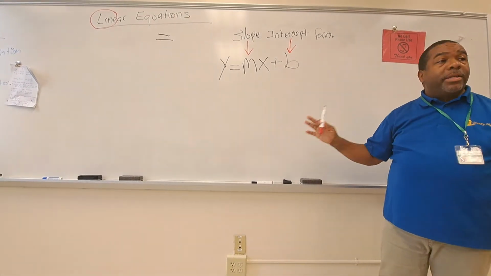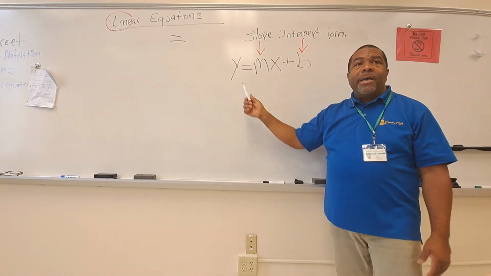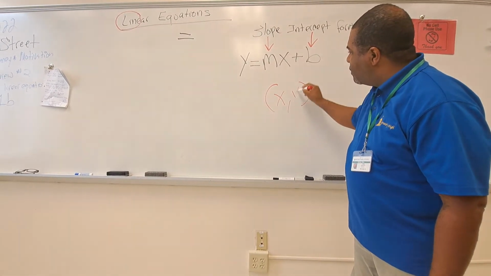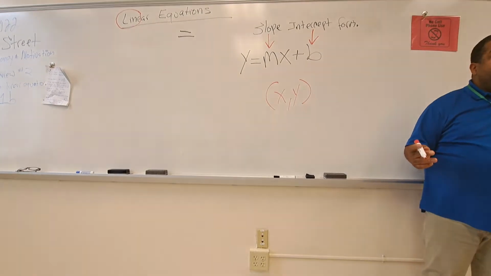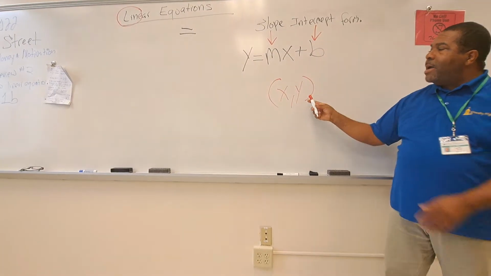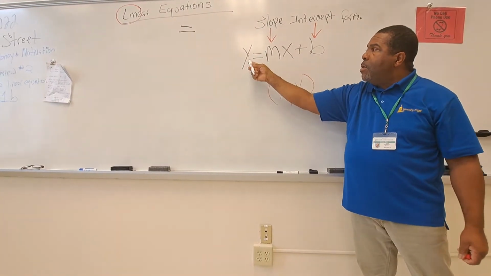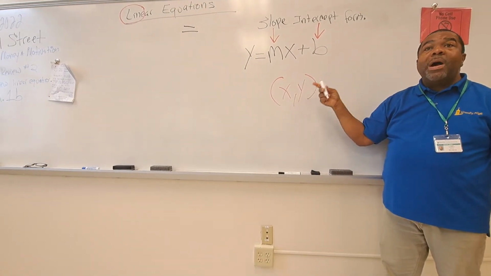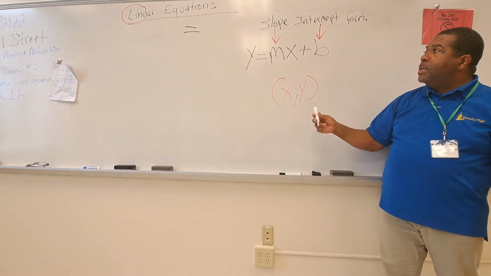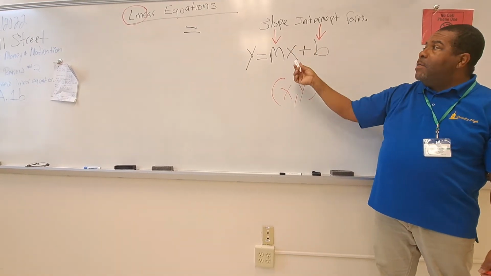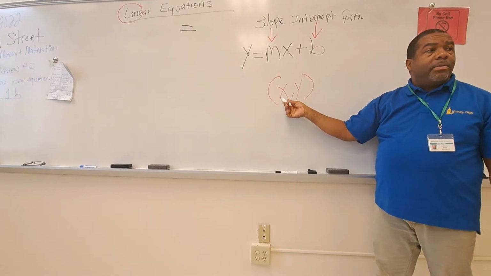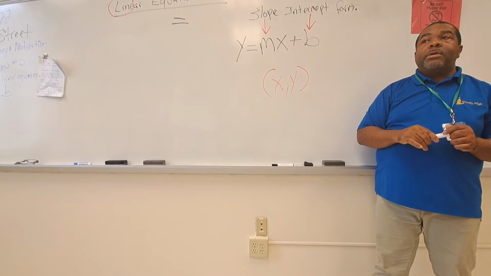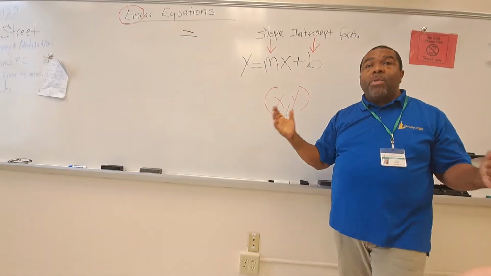But let's go over what this all means. When we deal with coordinates, we have an X and we have a Y. So when we talk about the Y in slope intercept form, the Y is the Y coordinate, the Y value, the Y number. The M is the slope, the X is the X value, or the X coordinate, and the B would be the Y-intercept. Okay, so what's the Y-intercept?